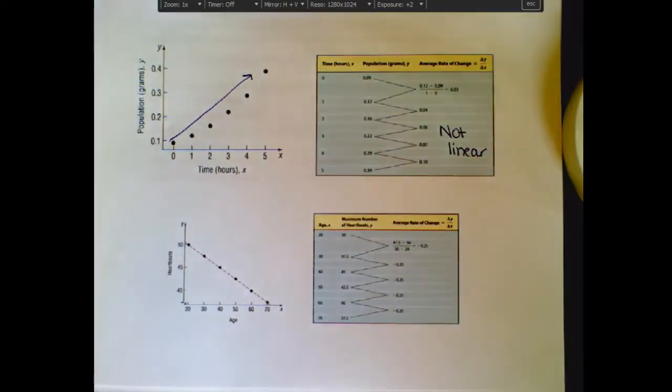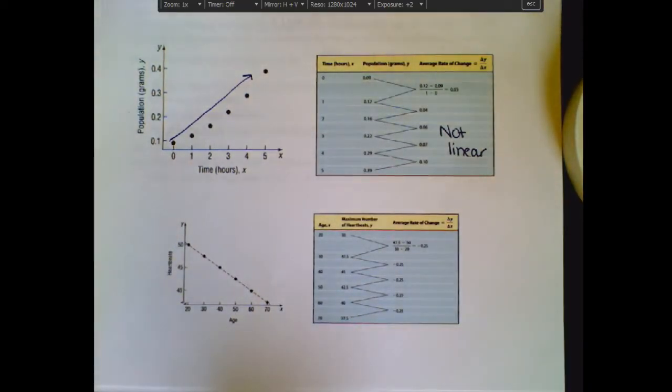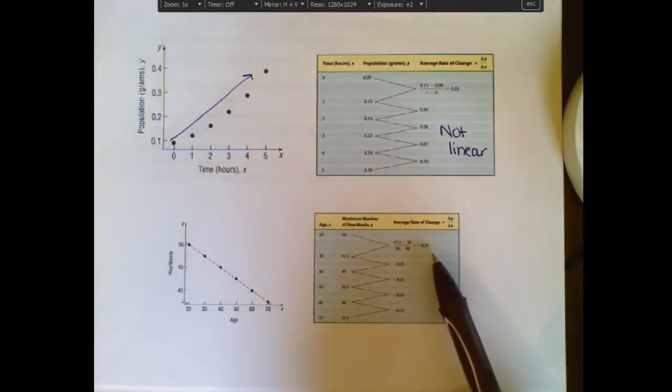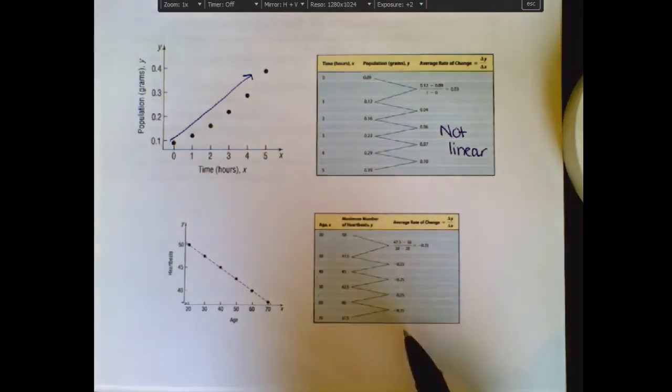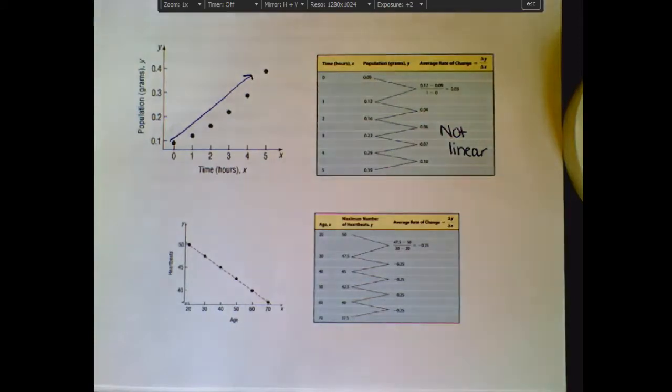Looking at the next one, I can tell right away that my dots are in a line, and if I look at my average rate of change, it is linear, okay? I also can see that this is a linear function, but that it's decreasing. A couple reasons. One, they're all negative. My graph is going down.